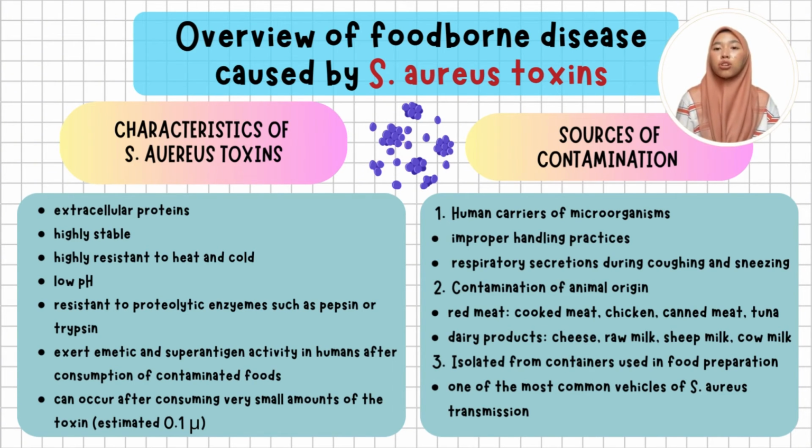Next, the source of the contamination. Staphylococcus aureus is commonly transmitted through human carriers, improper food handling practices, and respiratory secretions during coughing or sneezing. Contamination can also come from animal origins, affecting foods like red meat, cooked meat, chicken, canned meat, tuna, and dairy products such as cheese, raw milk, and cold milk. The bacteria have also been isolated from food preparation containers, making them one of the most common vehicles for S. aureus transmission. Proper hygiene and careful handling during food preparation are essential to prevent contamination.